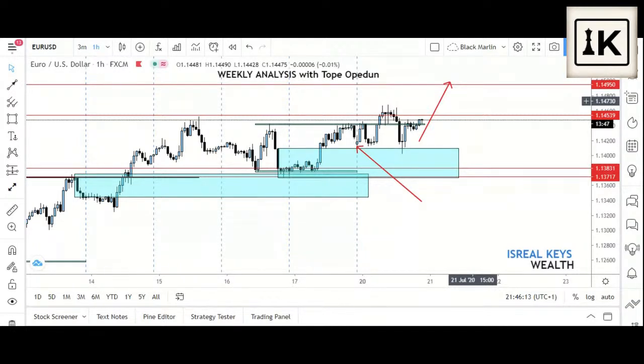Because if it's just a wick you're looking at, that could simply be a stop hunt that's taking place. So price could be reversing. But when you wait for the candle to totally close above or below the area or the candle in question, then that gives you a strong confirmation.